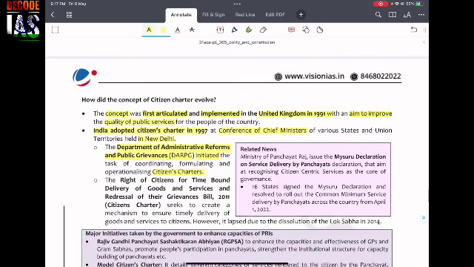All right. Next, the Right of Citizens for Time Bound Delivery of Goods and Services and Redressal of their Grievances Bill, 2011, that is precisely the Citizens Charter. It seeks to create a mechanism to ensure timely delivery of goods and services to its citizens, and at the same time it lapsed due to the dissolution of the Lok Sabha in 2014. That means there was an attempt in 2011 to create such a legal backup, a legal sanction to the Citizens Charter, but unfortunately it lapsed because the Lok Sabha was dissolved in 2014. All right.